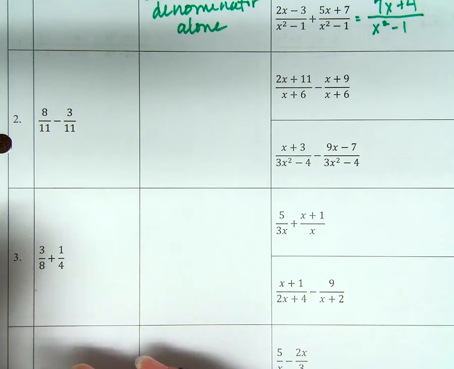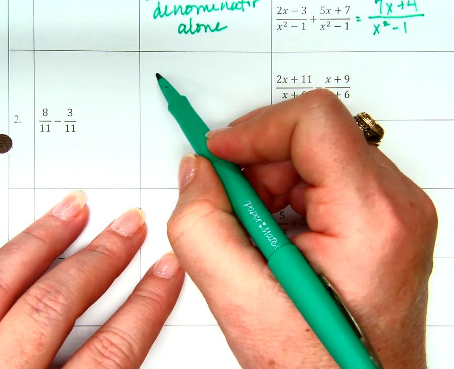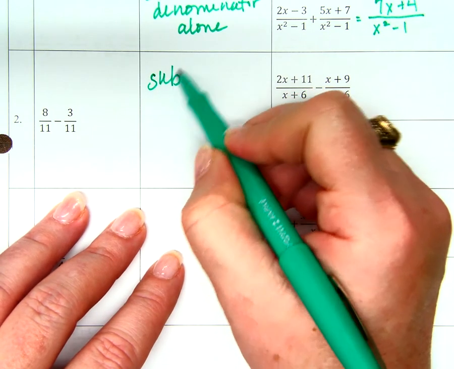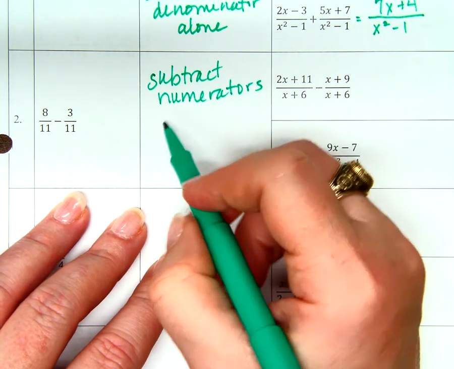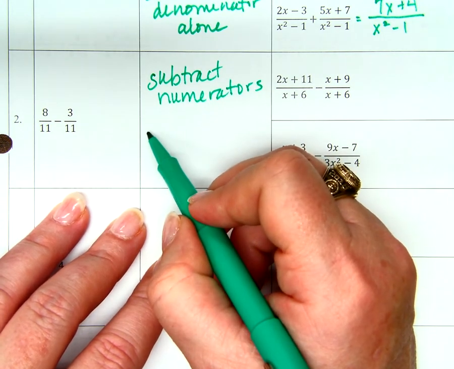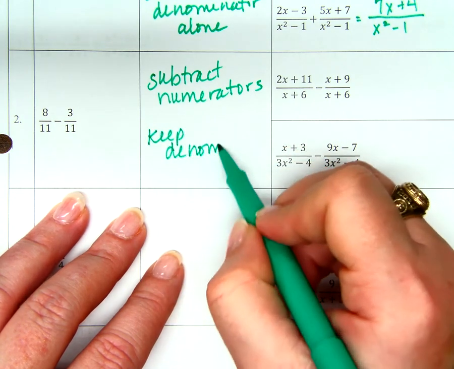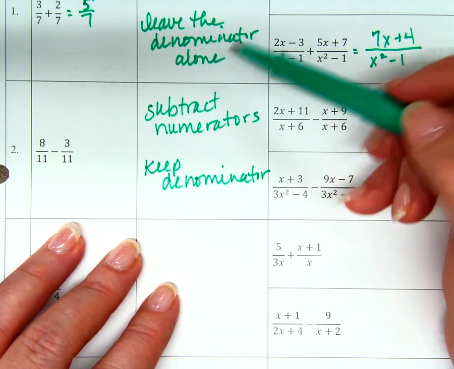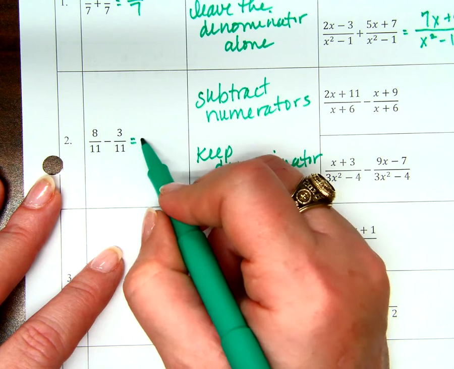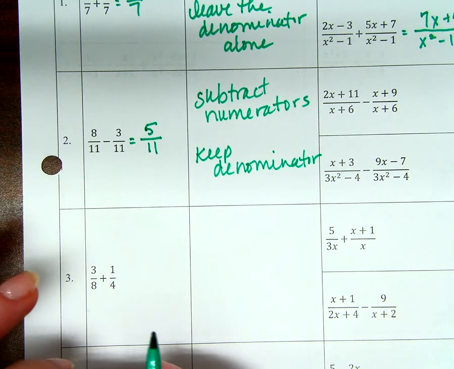Is that better? Okay. All right, so what about here? What's different? Subtracting. So what do you think our steps might be? Subtract numerators and keep the denominator. Okay, I'm okay with that too. Do we mean the same thing we wrote up here? Yes, okay. So 8 minus 3. So 5 over 11. You okay with that?